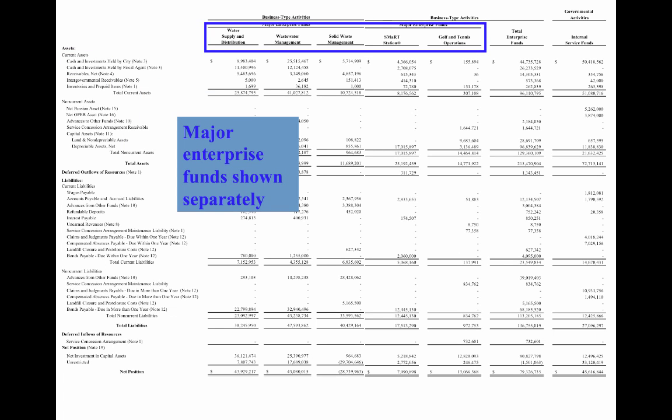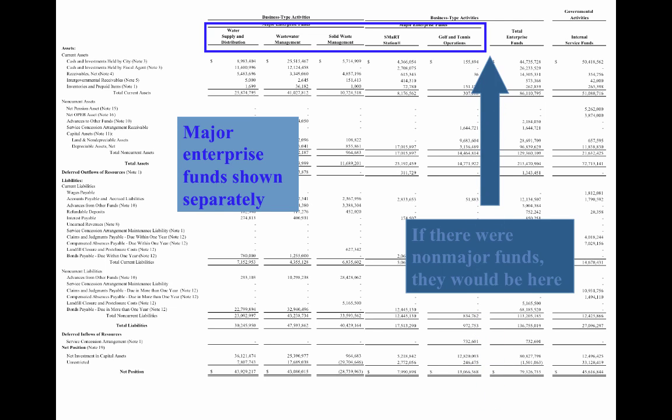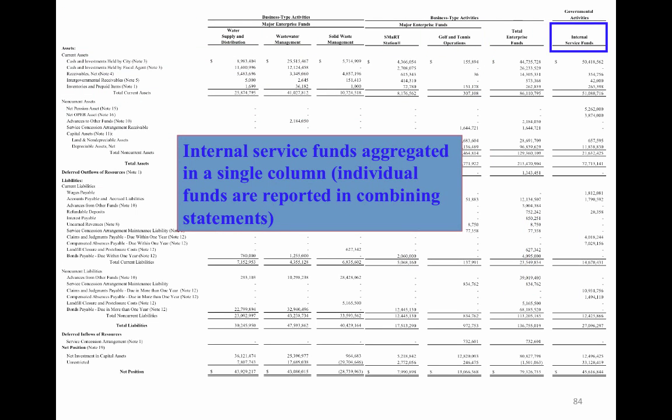Enterprise funds are shown using the same major fund reporting as governmental funds, and if they have non-major funds, they're then aggregated in a column. This particular government doesn't have any non-major enterprise funds. It shows all of its enterprise funds individually. The internal service funds are aggregated in a single column on the right-hand side.